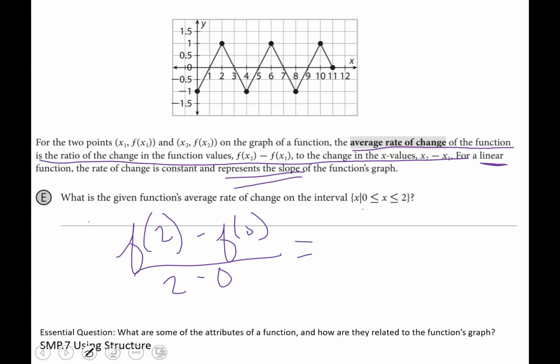So I'm going to try to read that y value off the graph. I'm going to go to where x equals 2, and I read that the y value right there is a 1. And then I'm going to go to where x equals 0, and the y value where x equals 0 is a negative 1. And then 2 minus 0 is 2. A double negative goes positive, so I've got 2 over 2, which is going to equal 1 for the average rate of change.